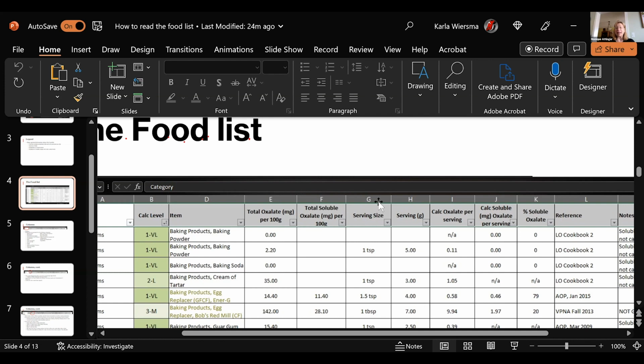Then we've got a calculated soluble oxalate. The only reason we designate these as calculated is because we've done the math, basically based on the oxalate per 100 grams, and similarly for how much soluble is in that measured serving size. And then, as Karla was saying, soluble at the end in percentage.